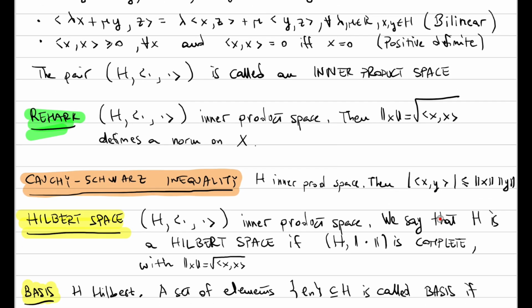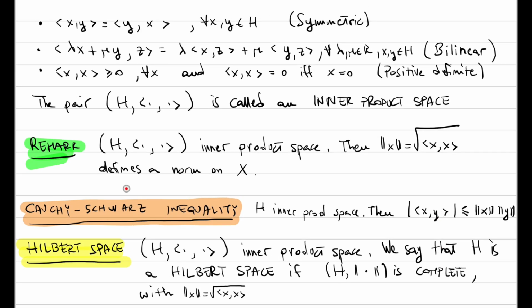So, having said that, given an inner product space, we say that H is a Hilbert space if H equipped with this norm here is complete as a normed space. Okay, so it means that every Cauchy sequence is converging to some element of H with respect to this norm here.